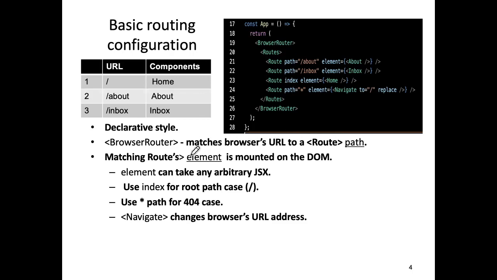The root entries are components and they have props, and element is a prop, as well as path. And I've already told you that whatever JSX is assigned to element, that JSX is mounted onto the DOM. And in fact, it can be any JSX. It doesn't have to be just a component. In all of the examples that you see here, the element is assigned a component, but it can be assigned a piece of random or arbitrary JSX, and you'll see that a little bit later on. I'm saying here it can take any arbitrary JSX. The index case I've explained, and the asterisk path case I've already explained as well.